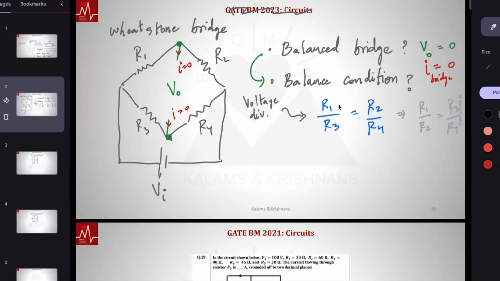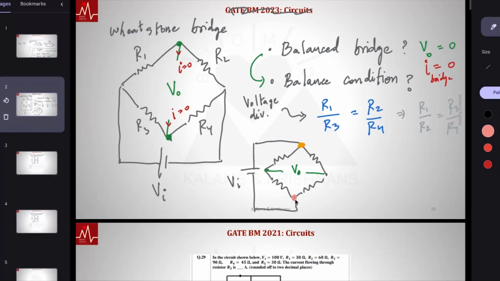Now, you could also redraw this in a couple of slightly different looking, but the same ways. Same bridge. You could also have a bridge like this, where you connect the power source here, and then you could be measuring things here. Take the output here, you have the power source input. It is also a Wheatstone bridge. Notice this point and this point, it's a single point, right?